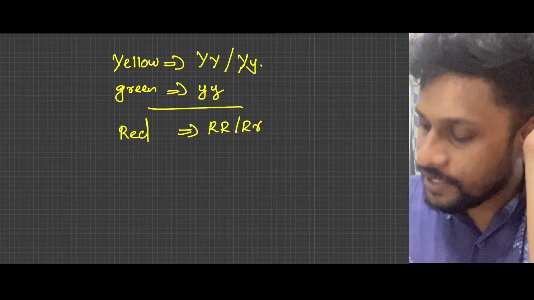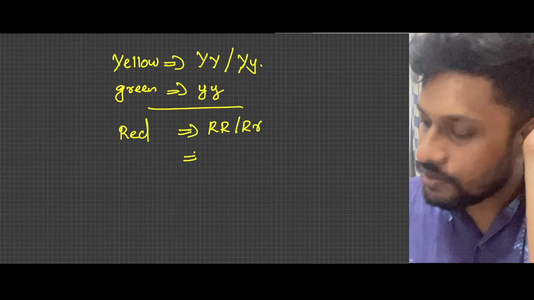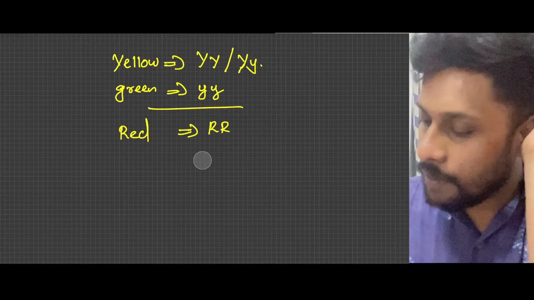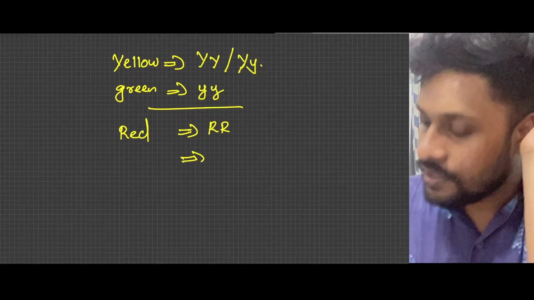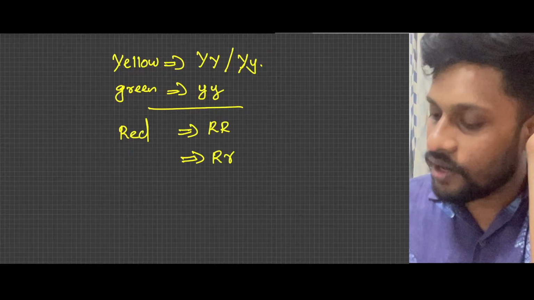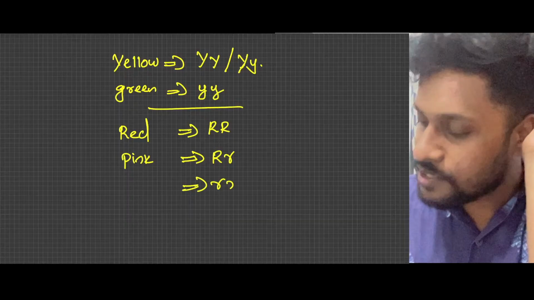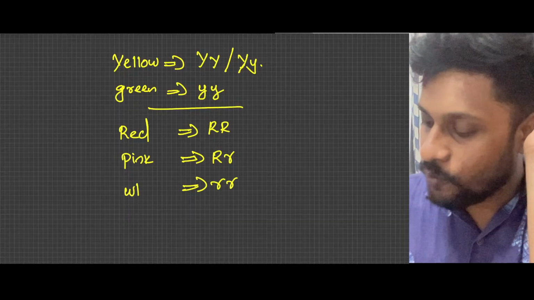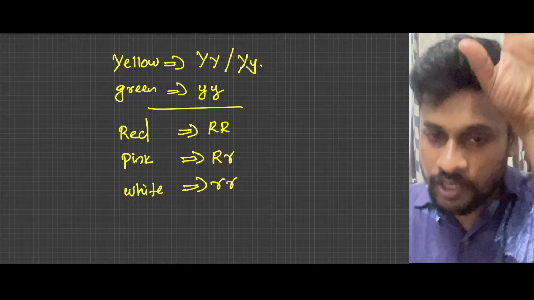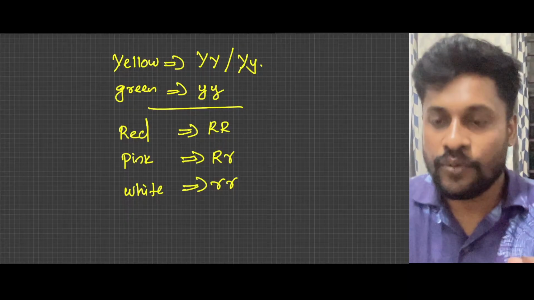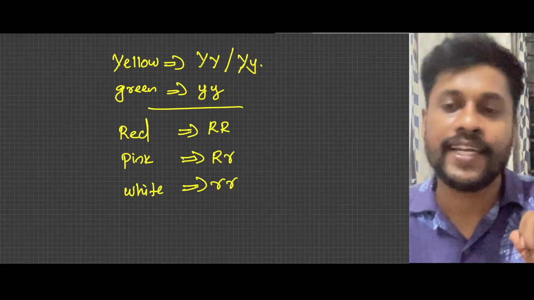Now, if I take, sorry, only capital R represents red. If I take capital R, small r, what does it indicate? Pink. If I take small r, it is white. Guys, I am giving you the route map for finding the answer. If you just follow this, you will get the answer in the NEET exam.